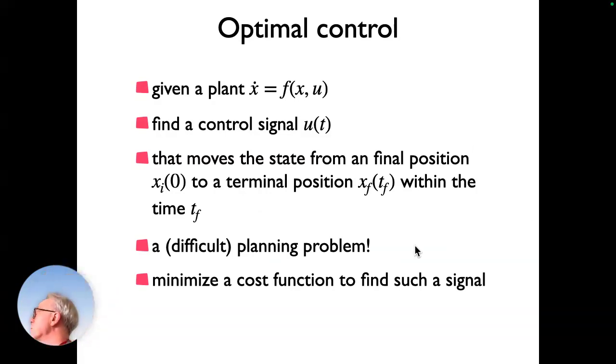So the optimal control problem is defined as a problem of finding a control signal, so something that you can actuate for a given plant. Plant is just a general term for whatever system you have that has a certain well-defined dynamics. And you want to find the time course of that signal that brings about that change from some initial value to a desired final value at a desired time, given the plant's properties. So it is a planning problem, but it takes into account control problems.